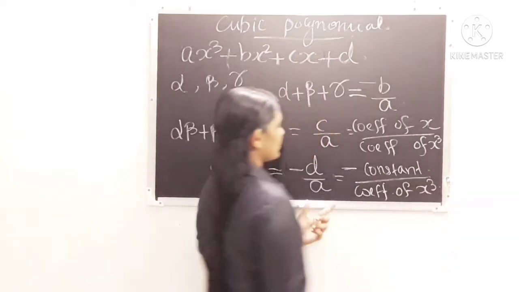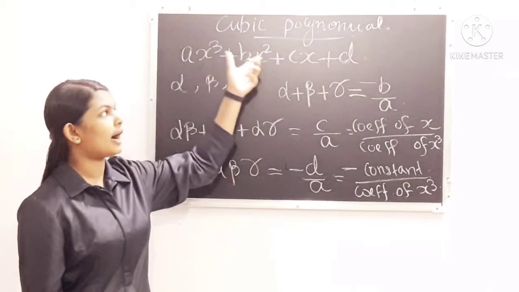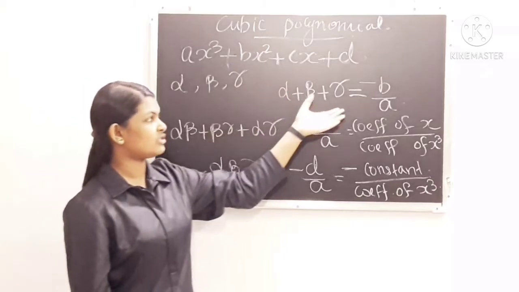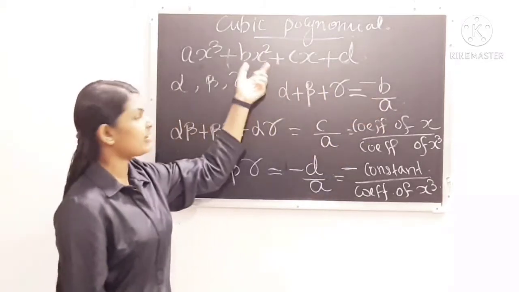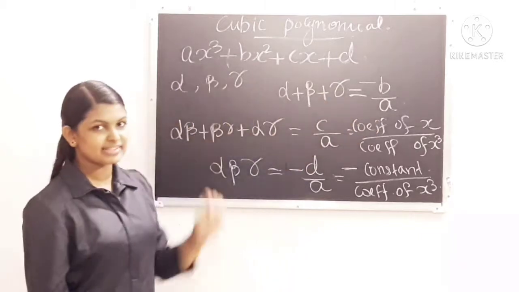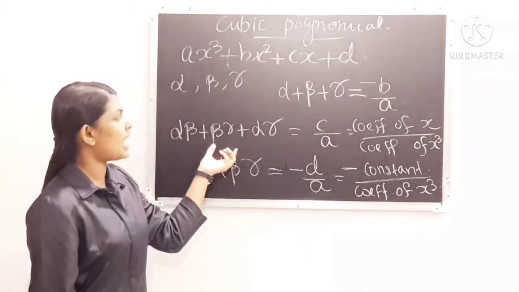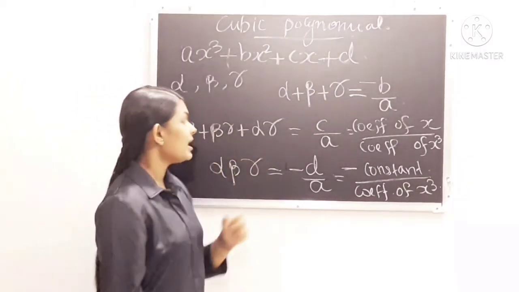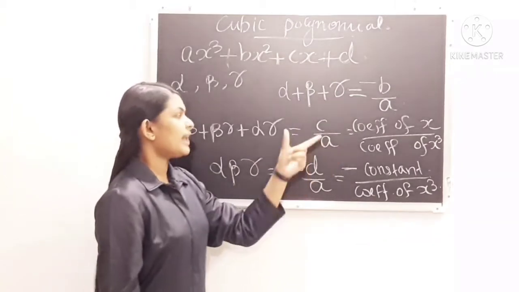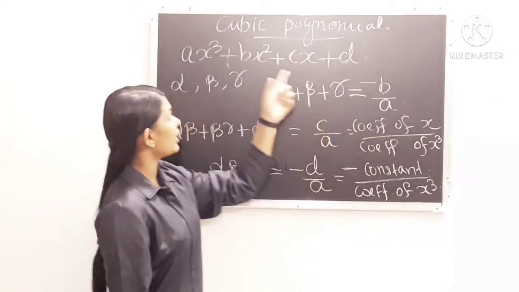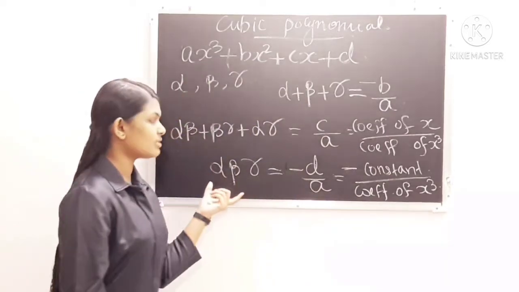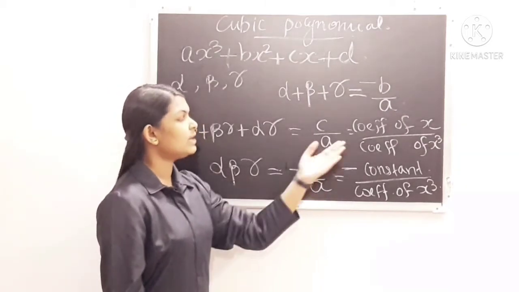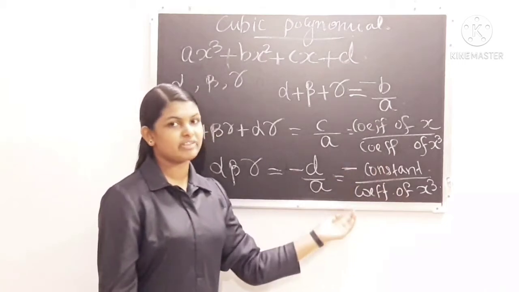So we can generally take the roots of the cubic polynomial as alpha, beta and gamma, and the sum of the roots will be equal to minus b by a, where b is the coefficient of x squared and a is the coefficient of x cube. Now, alpha beta plus beta gamma plus alpha gamma, that is the sum of the product of roots taken 2 at a time, is equal to c by a, that is the coefficient of x divided by coefficient of x cube. Now, the product of roots, alpha beta gamma, is equal to minus d by a, that is negative of constant term divided by coefficient of x cube.